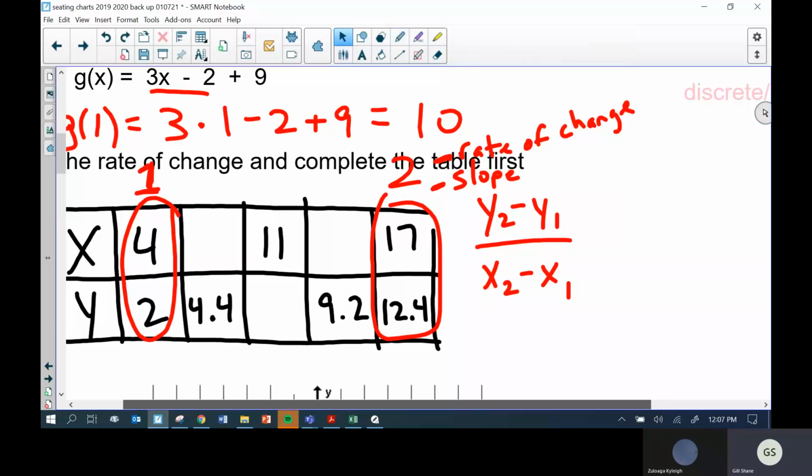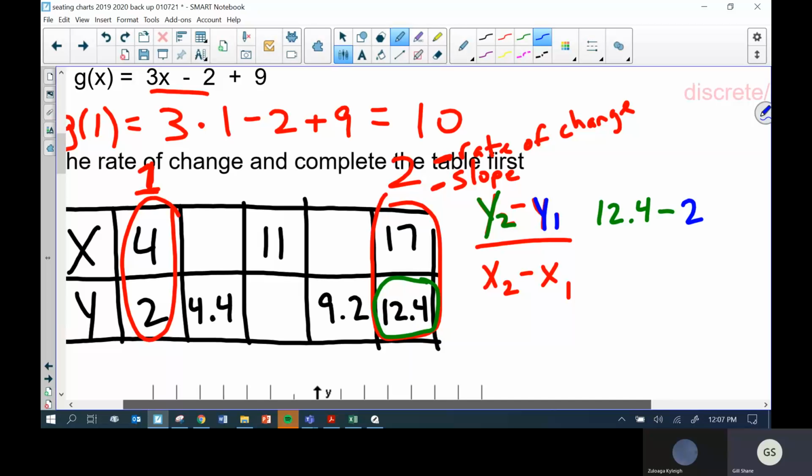We can do it in separate colors. So for Y2, I go to the Y values, which are on the bottom. I go to the second column. So that's my Y2 value right there. So I just write that down. Now I need to subtract my Y1 value. Well, that just means my Y value from my first column. So here's my first column, 2. And then I just keep doing that.